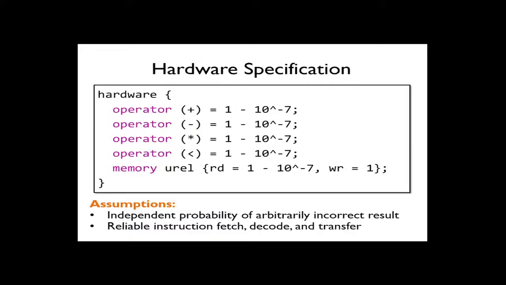Now, the way these components work, and it's easy to start with the hardware specification, is that it is going to list the unreliable operations that are available in my underlying hardware, also with the probability with which each operation executes correctly. One thing to note here is we also have this named memory region, URL, where there are probabilities associated with both the probability that reads execute correctly and that writes execute correctly.